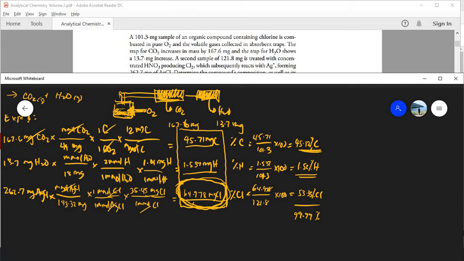But since they have different amounts of sample, we cannot use this. We can only use this if we take the ratio and proportion. So we take the amount that would have been produced had we used 101.3. If we were able to produce 64.978 milligrams of chlorine for every 101.8 milligrams of sample, then we can use the ratio and proportion.